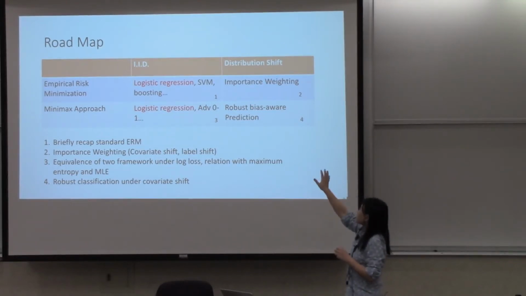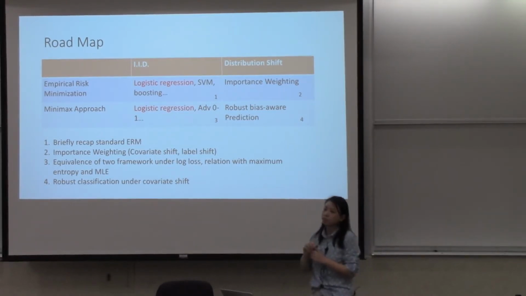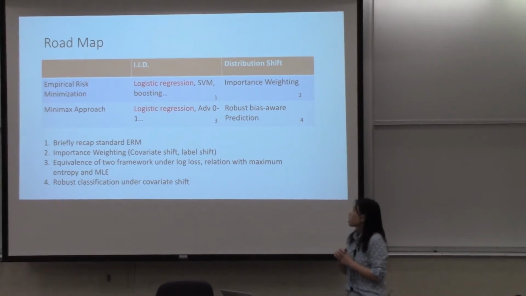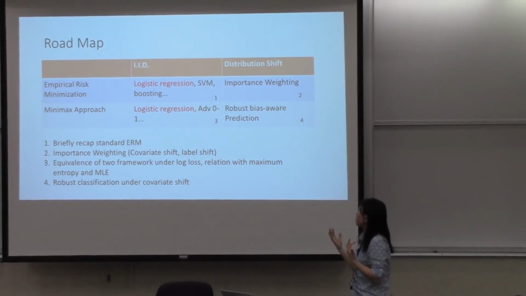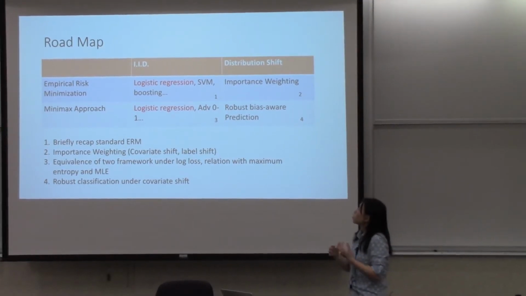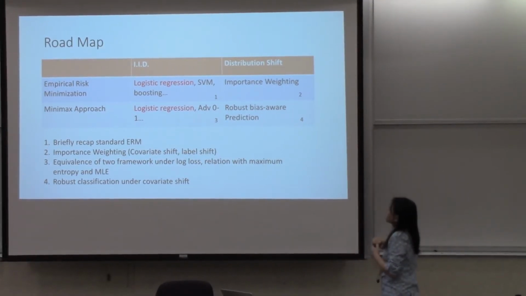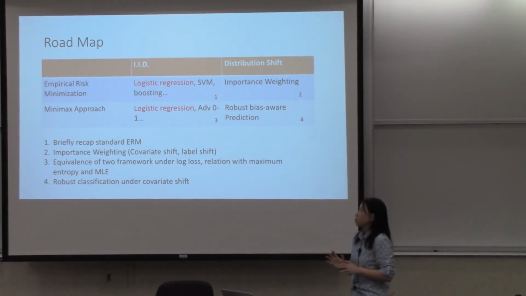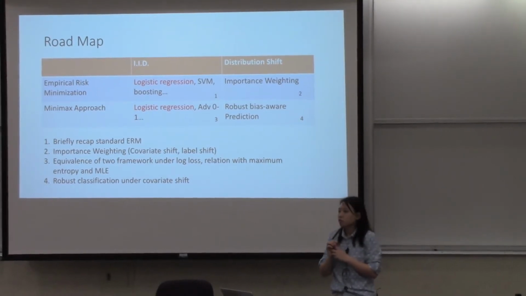And then in the distribution shift case, if you're in the minimax approach framework, then you'll end up with this robust bias-aware prediction, which we'll call robust prediction. So it's an alternative method of doing importance weighting under distribution shift. So we'll cover these four sets of things. Any questions?